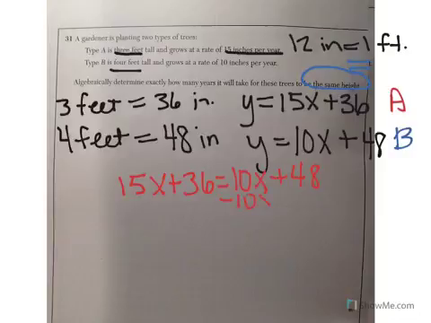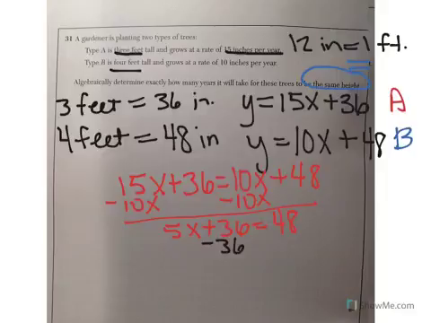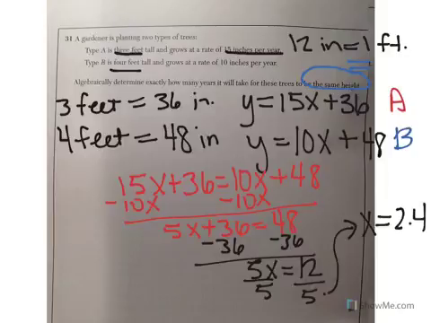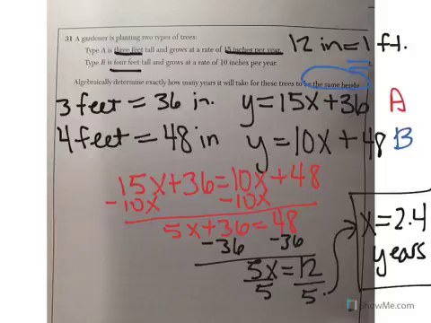So let's move my x's to one side by subtracting 10x. I'll have 5x plus 36 equals 48. Now if I subtract 36 from both sides, I'll end up with 5x equals 12. And when I divide by 5, I end up with, let's just draw an arrow, x equals 2.4. And this is how many years? So we're talking about 2.4 years.